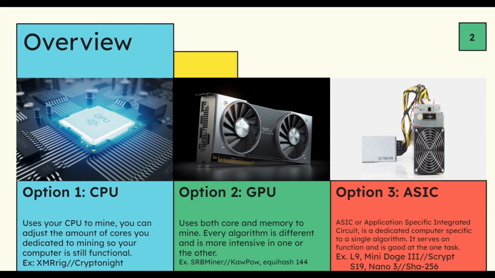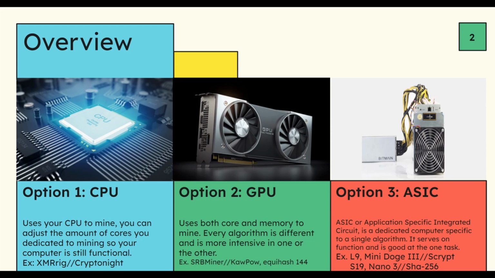The second option is a GPU. Every algorithm is different, so certain GPUs are better on different algorithms, and certain miners are better with different types of GPUs, given how they adjust them. But for the most part, your GPUs are going to be way more effective than a CPU.